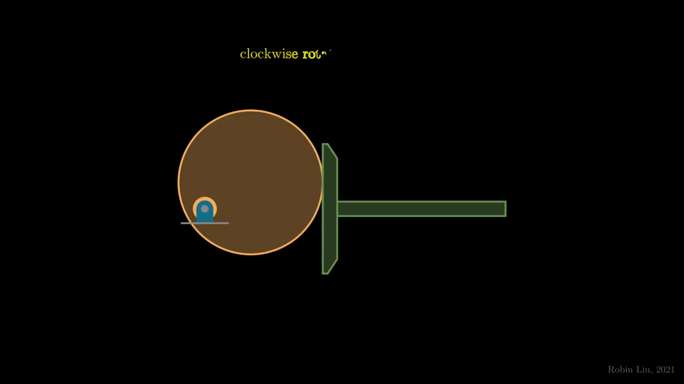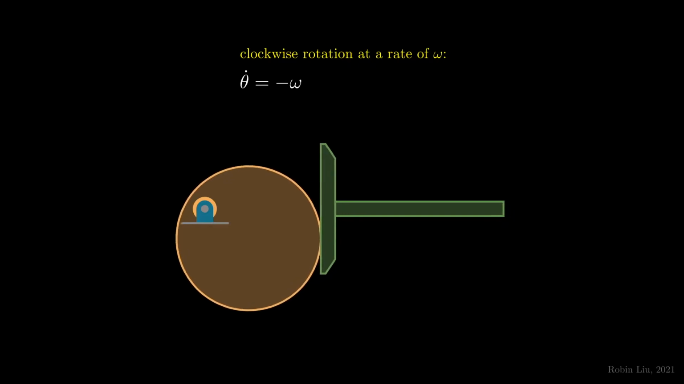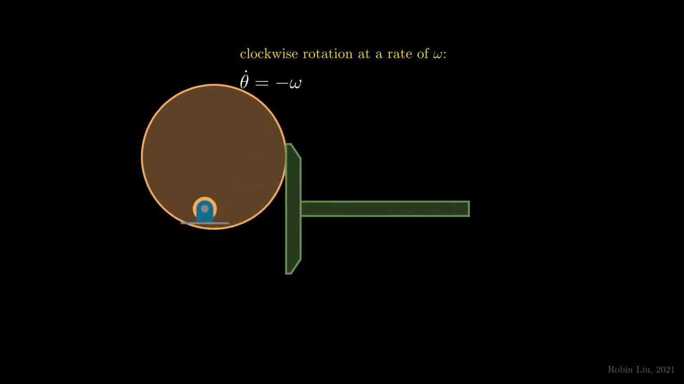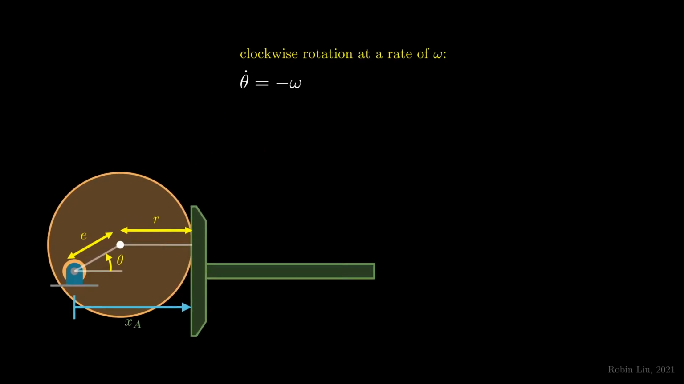With problems involving a cam, the approach is generally to find an expression that describes the position of the follower, and then take the derivative with respect to time to find the velocity and acceleration. We're told that the cam is moving clockwise at a rate of omega, so we can say that theta dot is negative omega since the diagram shows us that theta is measured counterclockwise. The position of the follower, xa, is given by e cos theta plus r.